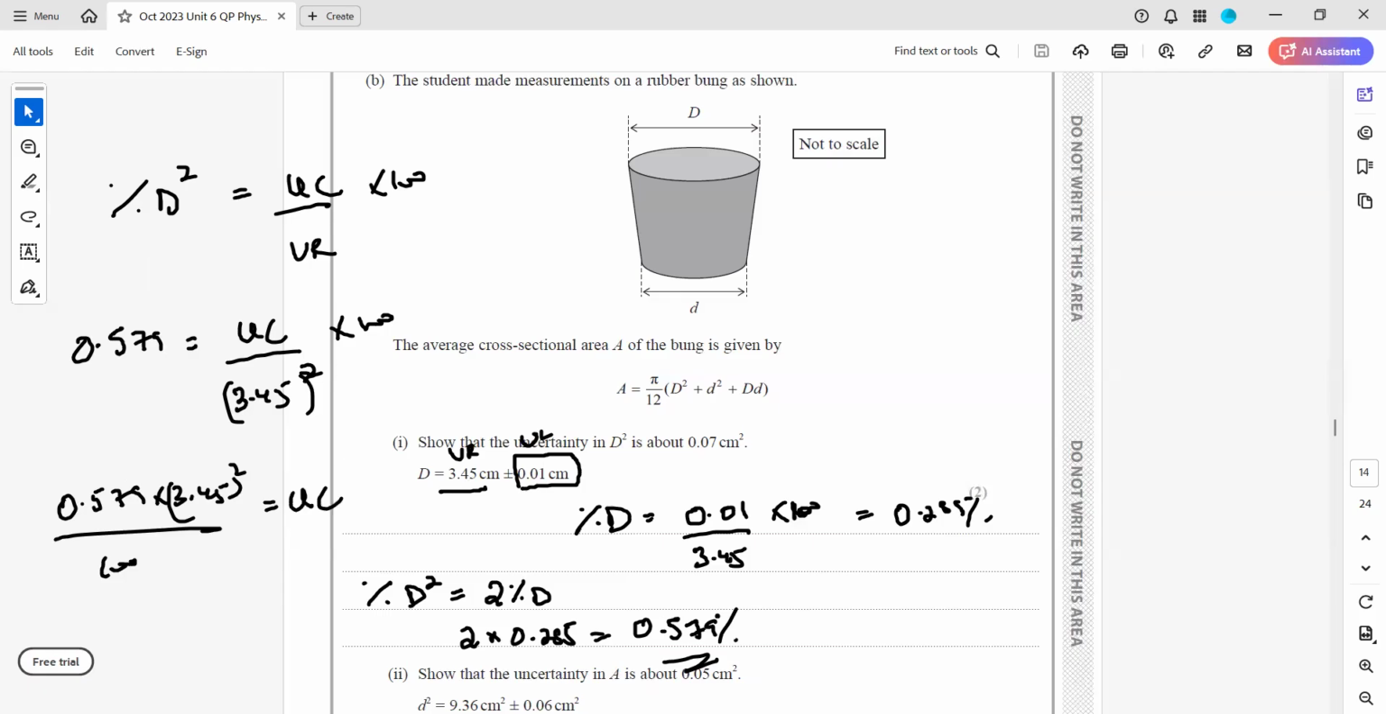Is it clear? 0.069. So we got 0.069, which is about 0.07 centimeters square. That is the uncertainty in the value for D square. Is it clear? This part?